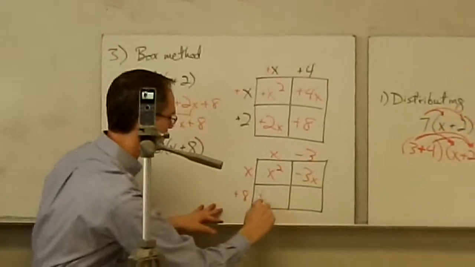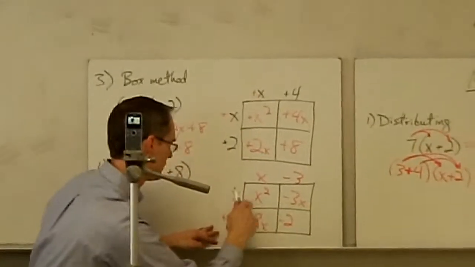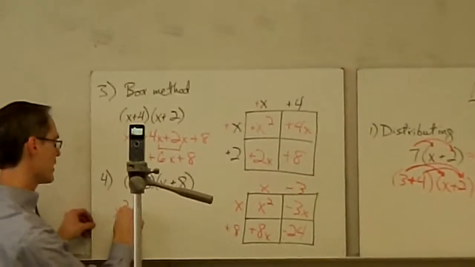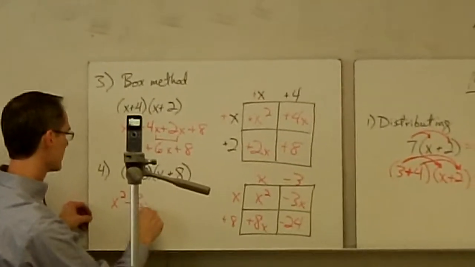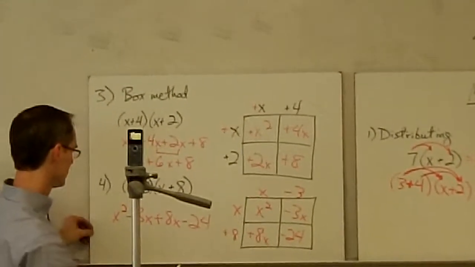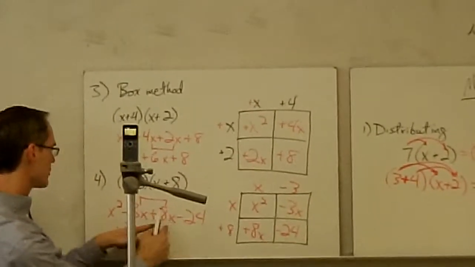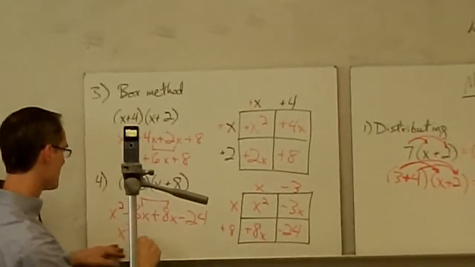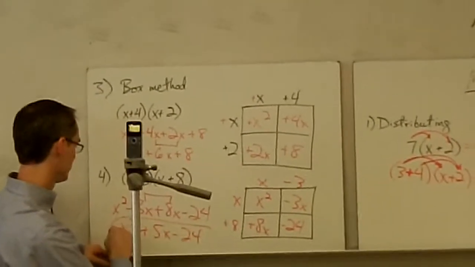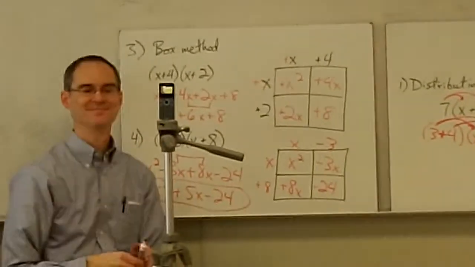Positive 8 times x is positive 8x. Positive 8 times negative 3 is negative 24. And I just write down my terms here. X squared minus 3x plus 8x minus 24. And I collect up my like terms. So I got minus 3x and positive 8x, so that's going to be positive 5x minus 24. Done.